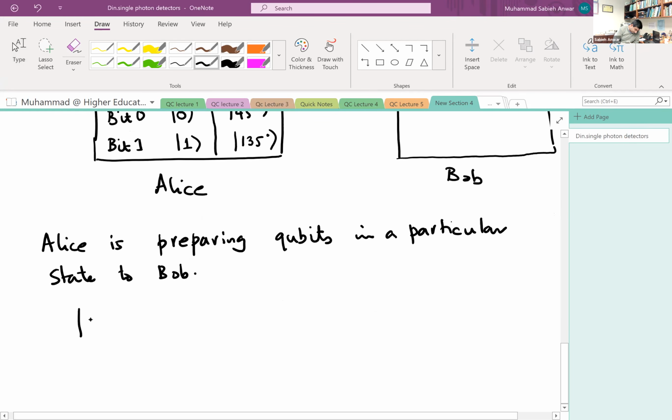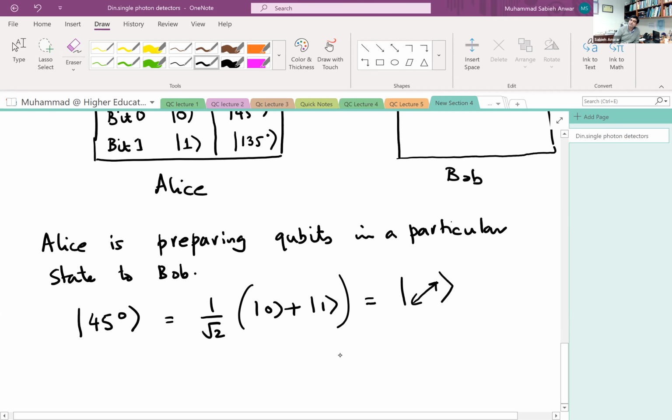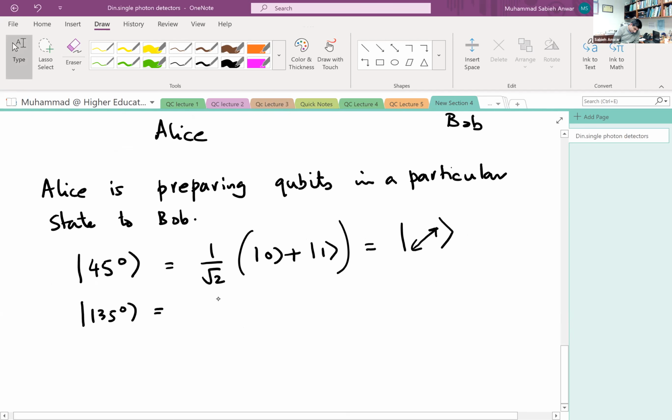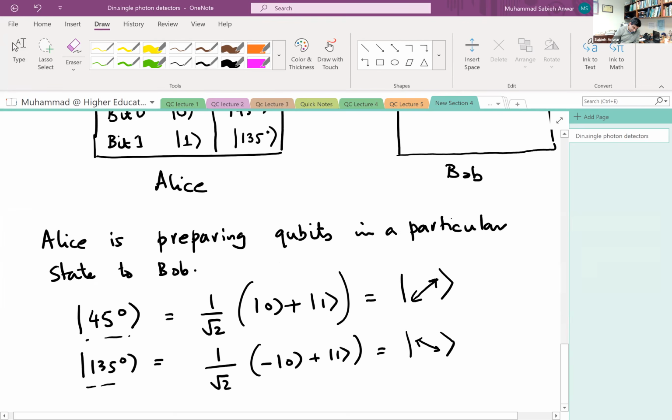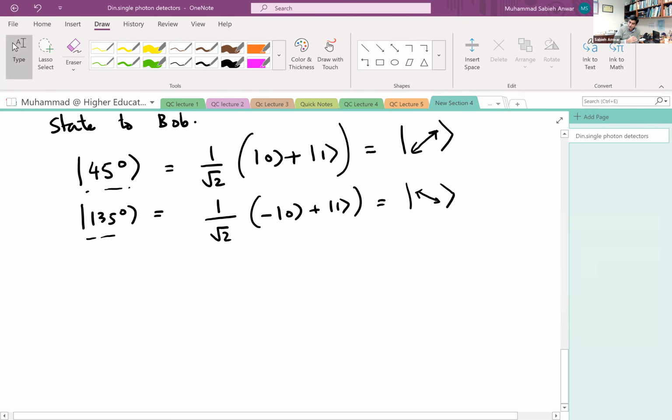So, just as a reminder, ket 45 degrees is a shorthand for a superposition state, and some authors represent this as an arrow that is tilted at 45 degrees. And 135 degrees is 1 over square root 2 times another superposition. So 45 degrees and 135 degrees are shorthand for these superposition states. I'll give you more examples of this.